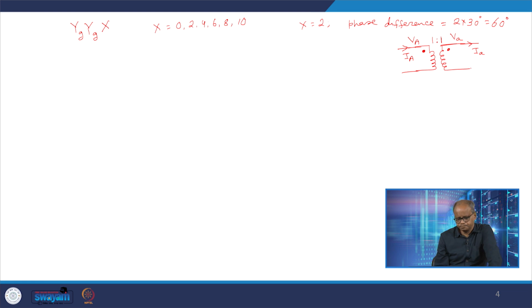So, let us take an example. Let us take the simplest possible one, YgYg0. So, x is equal to 0. When I am talking about x equal to 0, that means there is no phase difference between the primary side and the secondary side, right. So, how to go about it? What we do is that we take three windings.